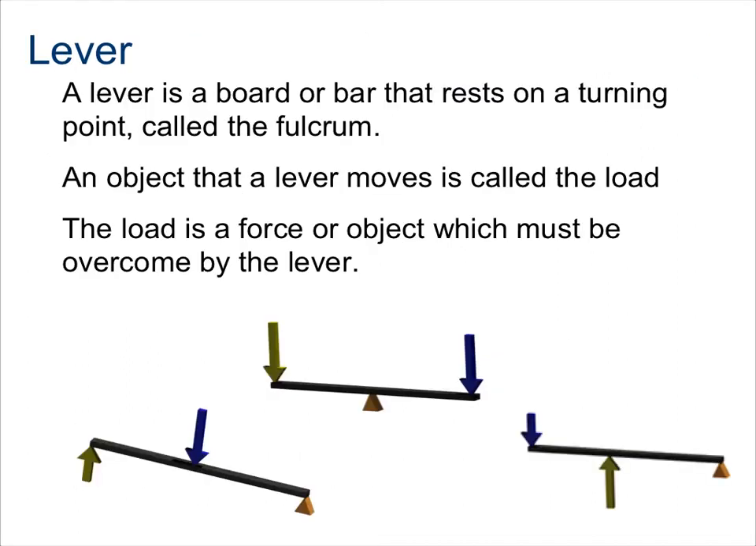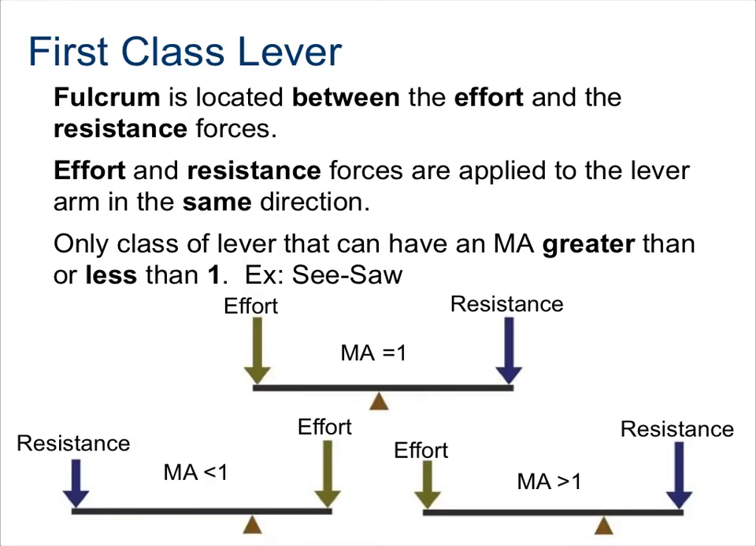So looking at our first simple machine, a lever is a rigid bar used to exert a pressure or sustain a weight at one point of its length by the application of a force at a second point and turning on a fulcrum or pivot at a third. There are 3 classes of levers. The first class lever places the fulcrum, the pivot point, between the effort and resistance forces. Effort and resistance forces are applied to the lever arm in the same direction.